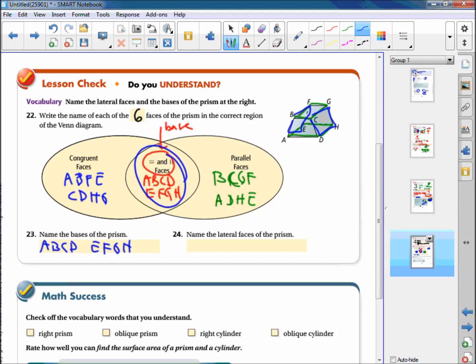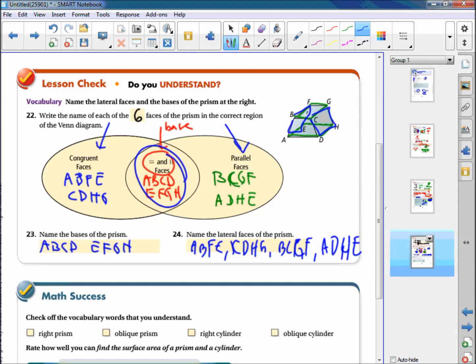And name the lateral faces of the prism. The lateral faces are going to be all the rest. So there are 4 lateral faces because our base has 4 sides. Okay. So this is going to be A, B, F, E, comma, C, D, H, G, comma, B, C, G, F, comma, and A, D, H, E.